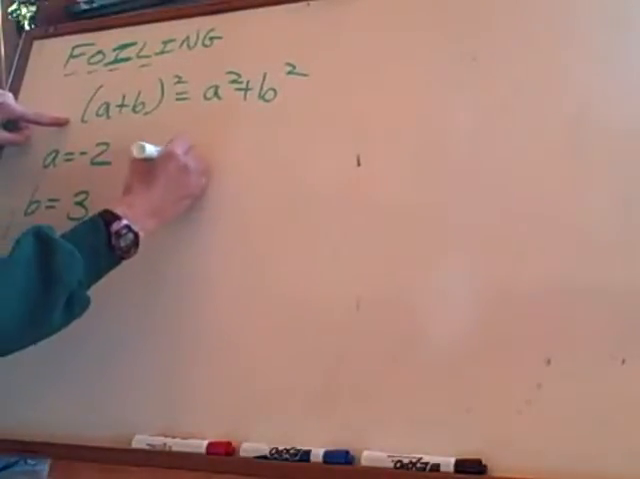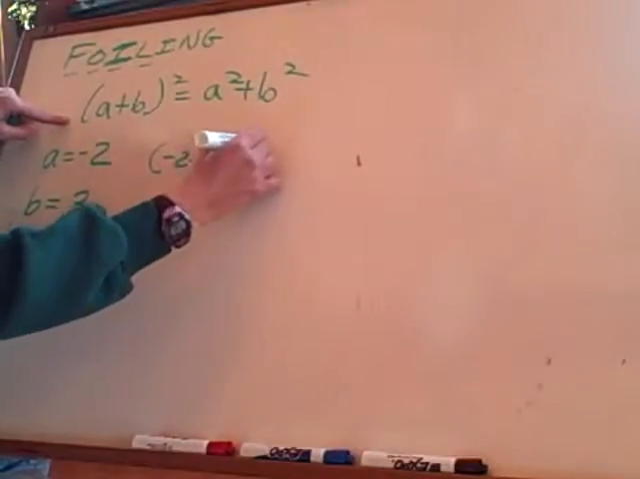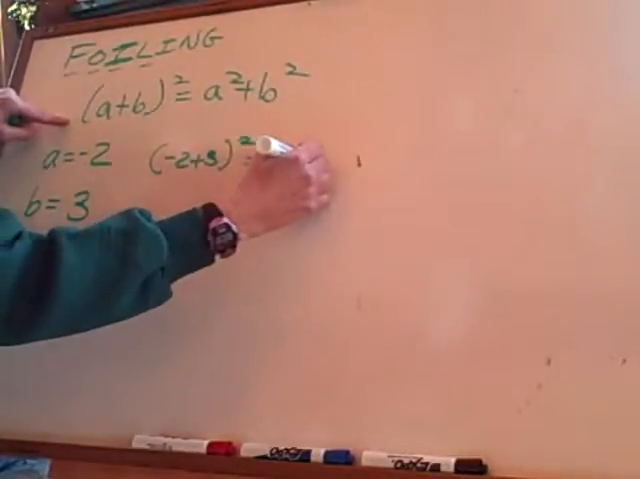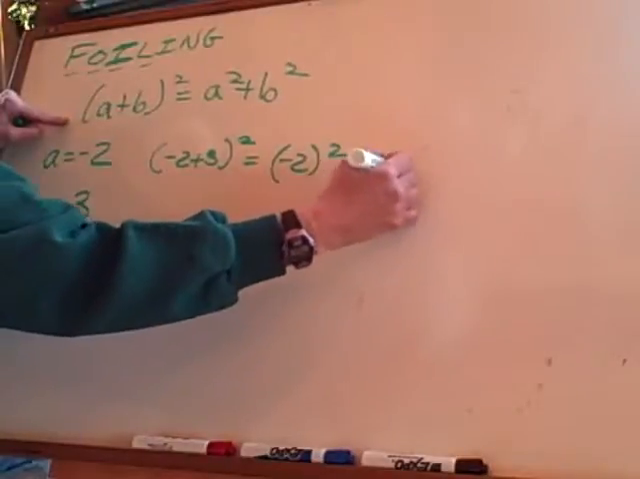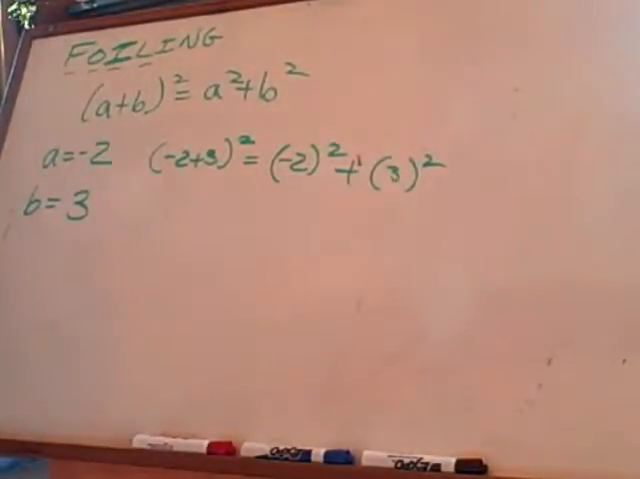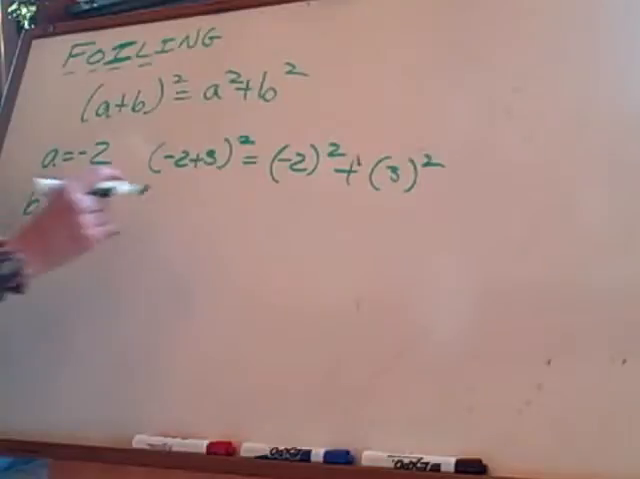So in this first one, we get (-2 + 3) squared equals (-2) squared plus (3) squared. Do y'all need to get that? No. Okay. Mom's gonna get it.